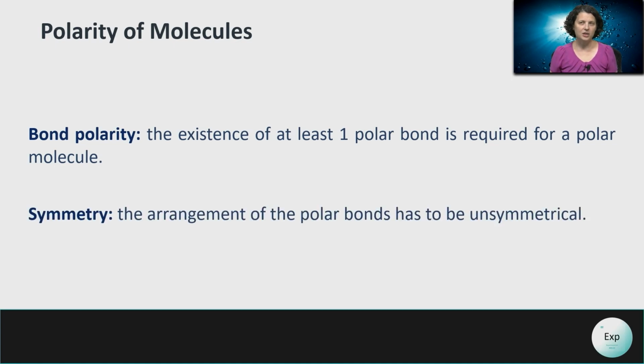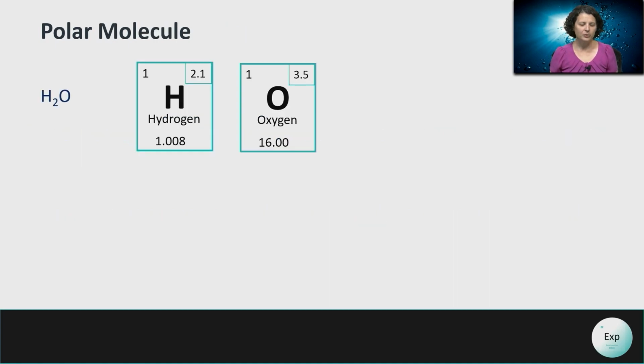And the second consideration is symmetry. If the arrangement of the polar bond is symmetrical, then the symmetry will cancel out polarity. However, if the arrangement of the polar bonds is unsymmetrical, then we will likely have a polar molecule. Let's look at a couple unique examples.